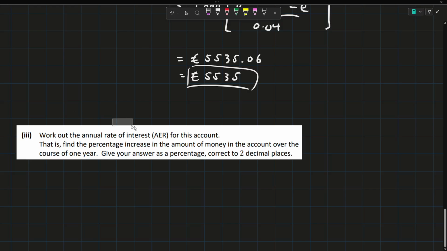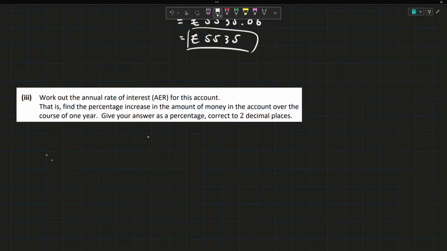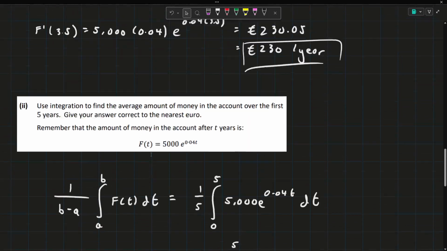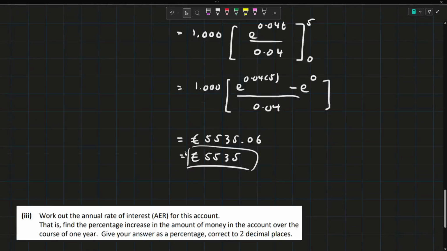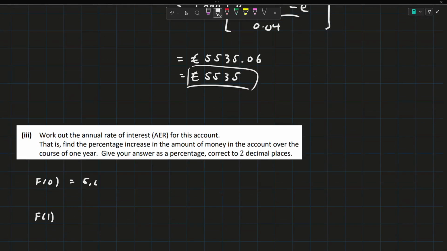Then we're told to find the annual interest rate. An easy way of thinking about it is just the percentage increase in the account over the course of 1 year. So basically, a way we could do this is we could look at f of 0, and we could look at f of 1, and we could find the percentage increase over this time. So what will f of 0 be? Well, f of 0 will be 5,000, because it'll be 5,000 times e to the 0 is just 1. So f of 0 is equal to 5,000.